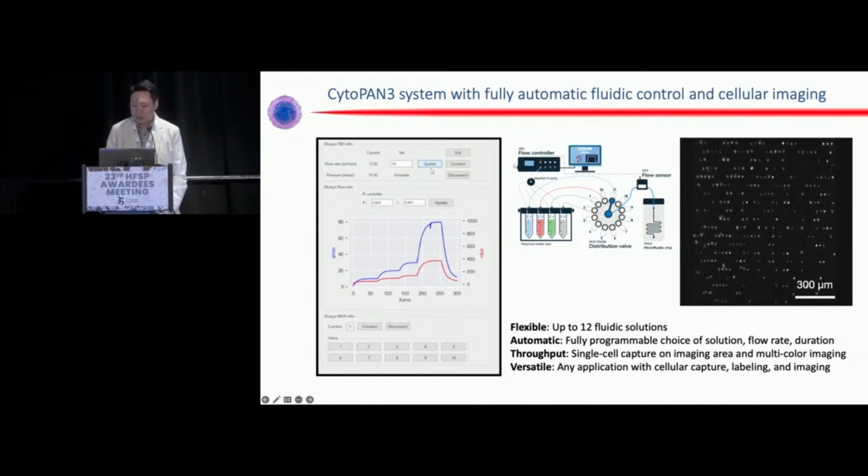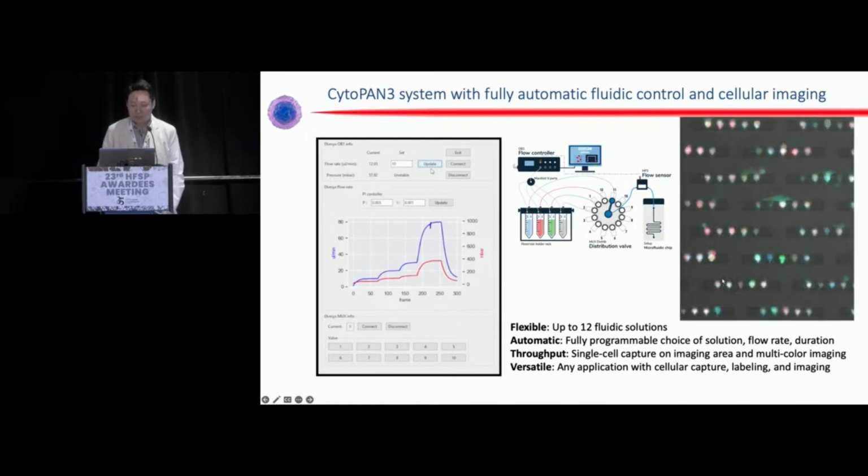This is the image of cells captured in our microfluidic channel. You can see the number of cells we can capture. And then I can zoom in, and we can actually get multiple color images from each individual cell.